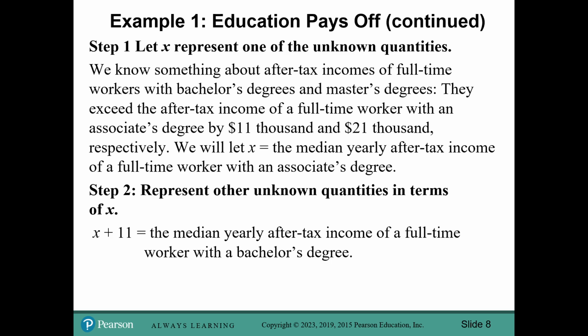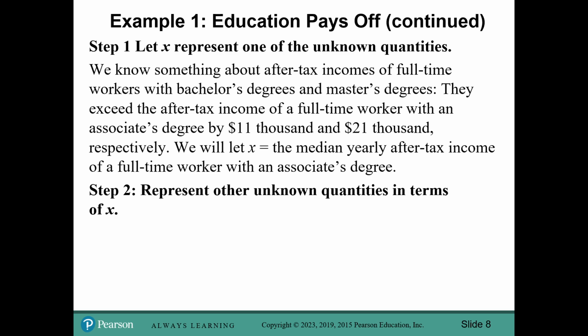All right, let's take a second here, see what we're looking at, because if you're just following along and you haven't paused to reread this a few times, you might be a little lost. Remember, step 1 is to pause and reread as many times as needed until you understand what we're doing. This says that x is the median yearly after-tax income of a full-time worker with an associate's degree. Now this x plus 11 is the median yearly after-tax income of a full-time worker with a bachelor's degree. Let me show you how that makes sense.